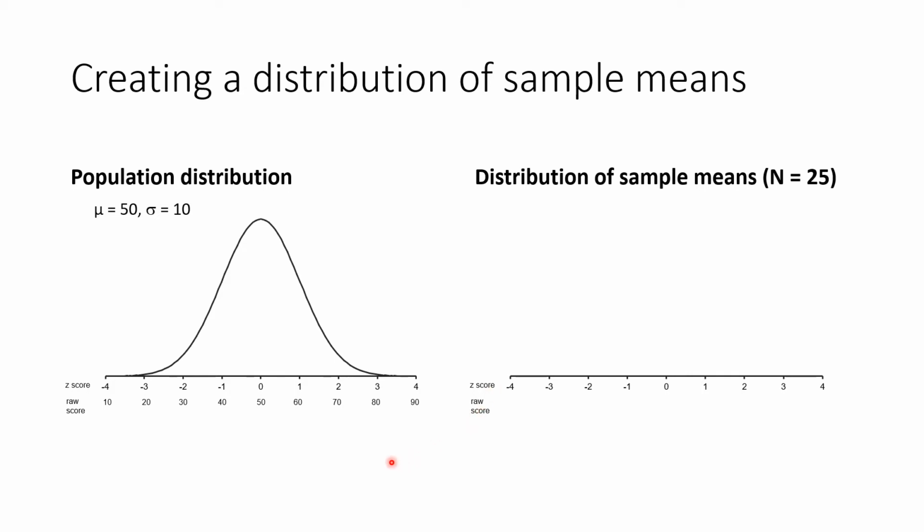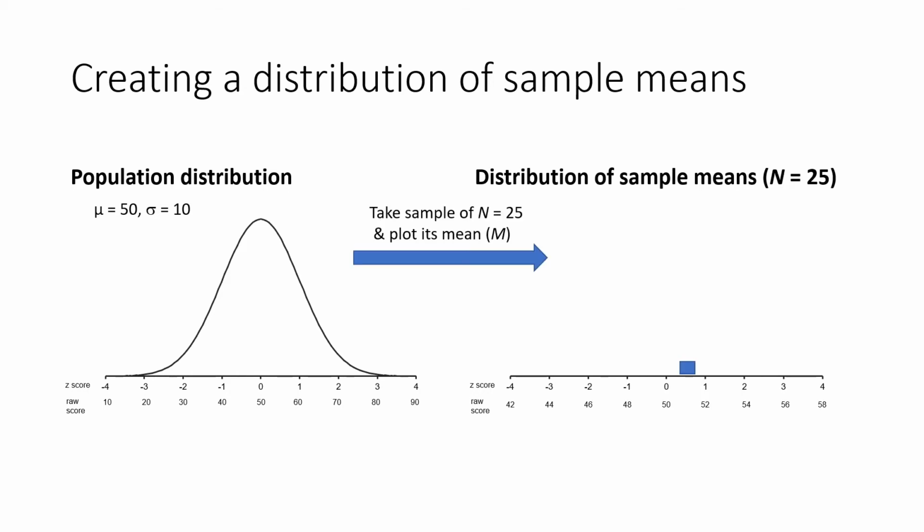So let's suppose that we have a population distribution over here that is normally shaped, and it has the parameters of a mean of 50 and a standard deviation of 10. I'm planning on doing a study, and my study is going to have a sample size of 25 people. So I'm going to randomly select 25 people from this population, and then I'm going to plot their mean.